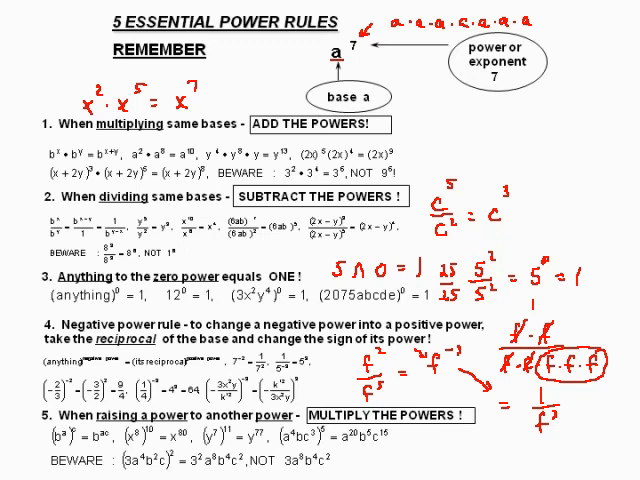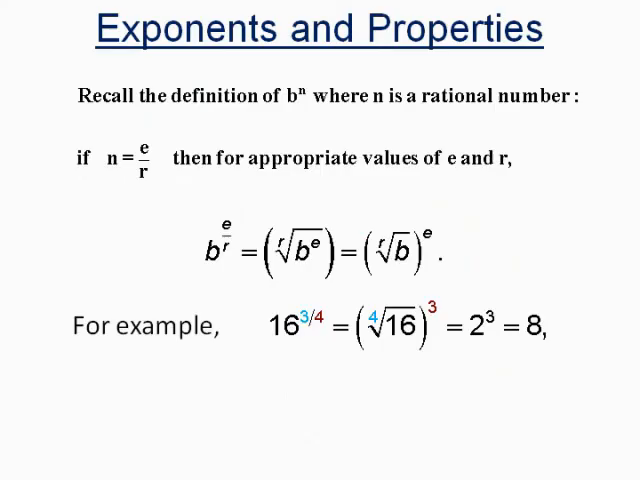And the 5th and final power rule states, whenever raising a power to another power, multiply the powers. So on this one, if you have x to the 8th power raised to the 10th power, parentheses usually mean multiply. Multiply to get x to the 80th. So there's a quick review on your basic exponential rules.